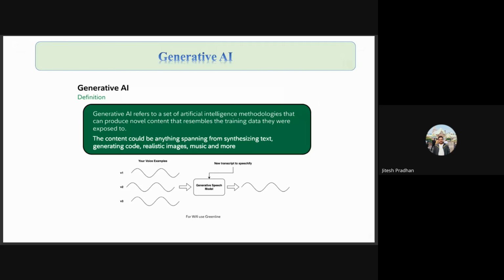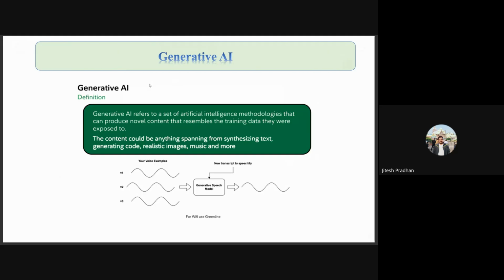So what is generative AI actually? Basically, generative AI refers to the class of AI systems that can create new content. That's why we call it generative AI. AI means artificial intelligence, and generative means it can generate new content. It falls under the class where we can take training information and synthesize new content from it.